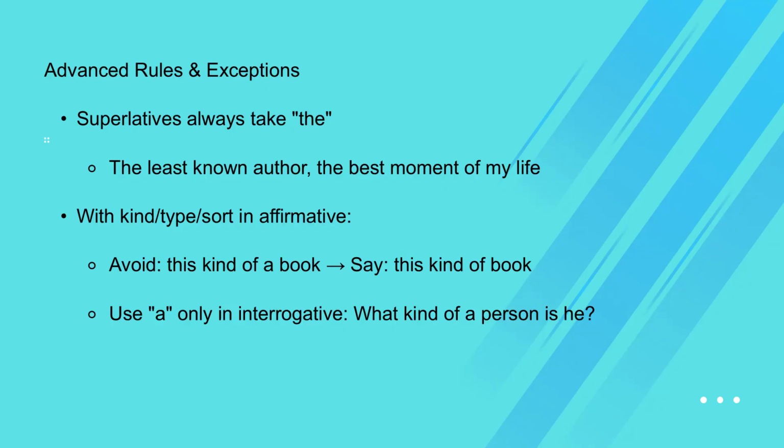Advanced rules and exceptions. Let's review some advanced rules and exceptions. Superlatives always use "the," like the best moment. Avoid saying "this kind of a book," just say "this kind of book." Use "a" with kind, type, sort only in questions. What kind of a person is he? These finer points can dramatically improve your fluency.